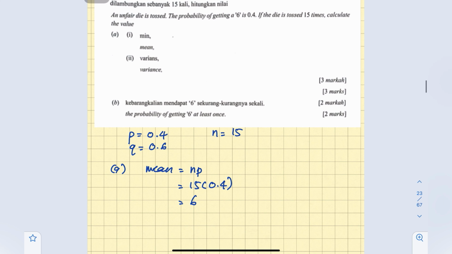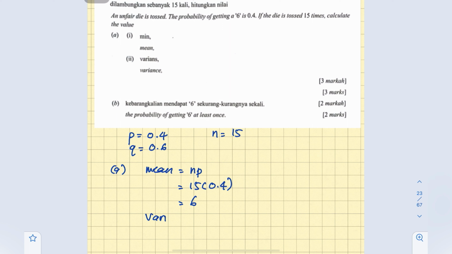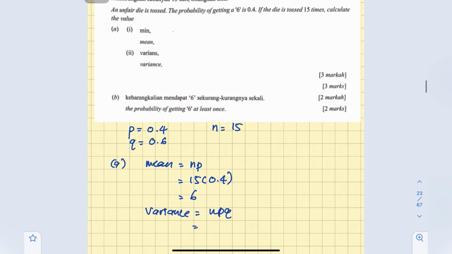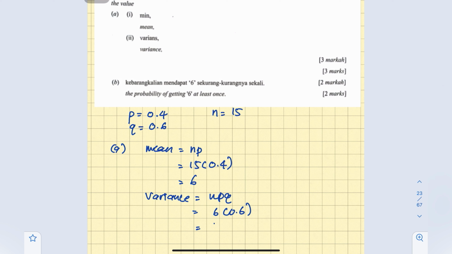Okay, then the variance. The formula for variance equals npq. n is 15, np just now was 6, and q is 0.6. So this equals 3.6, the variance.